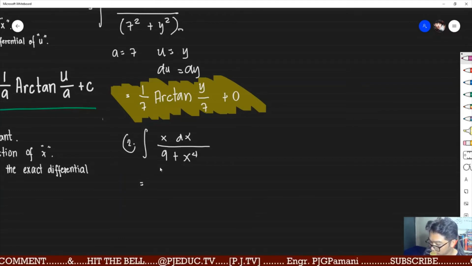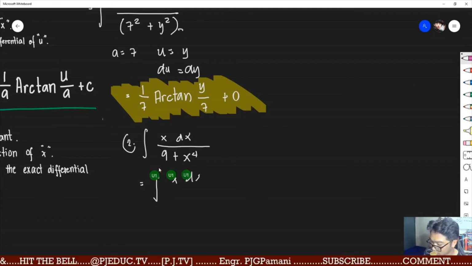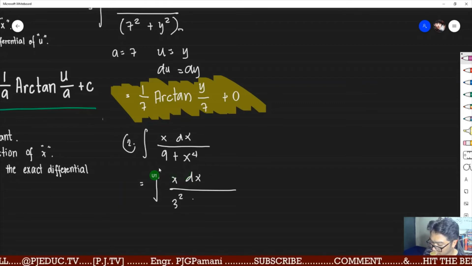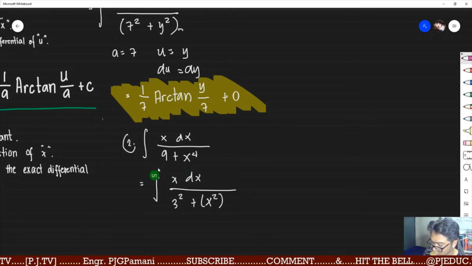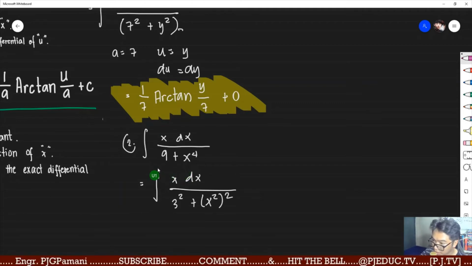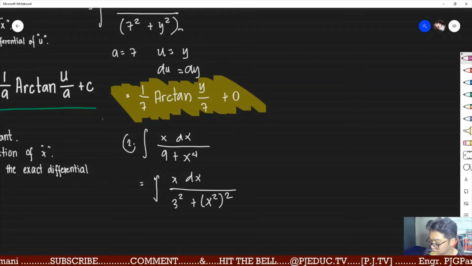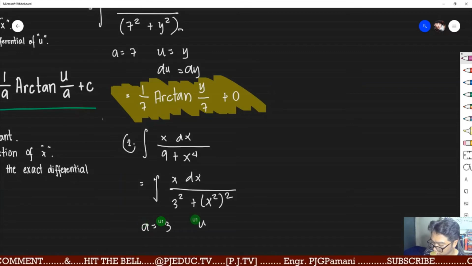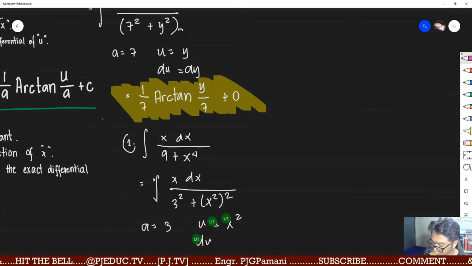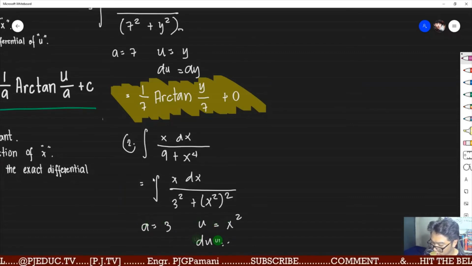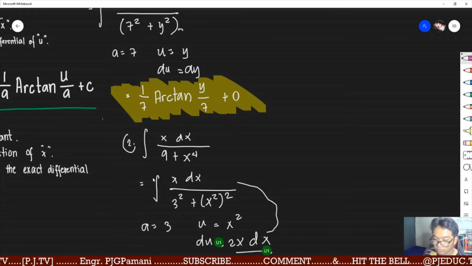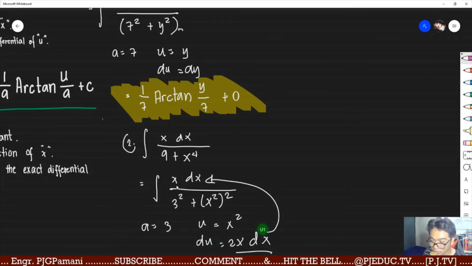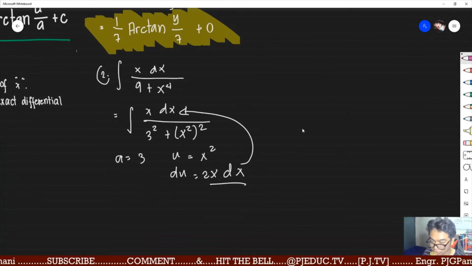What can we do there? That is x dx over 3 squared plus x squared squared. Is it still the same? Oh, they are still the same. Our constant is simply 3. Our function is x squared. The differential of this function is 2x dx. Oh, we have x dx in our numerator.